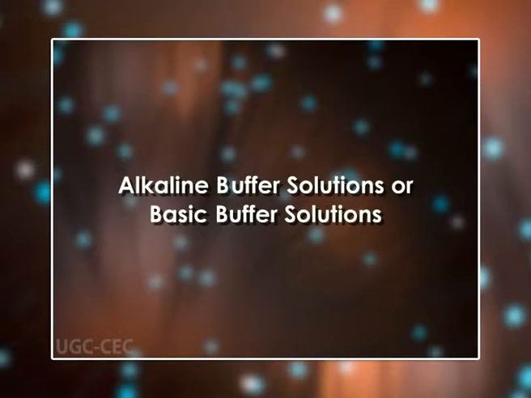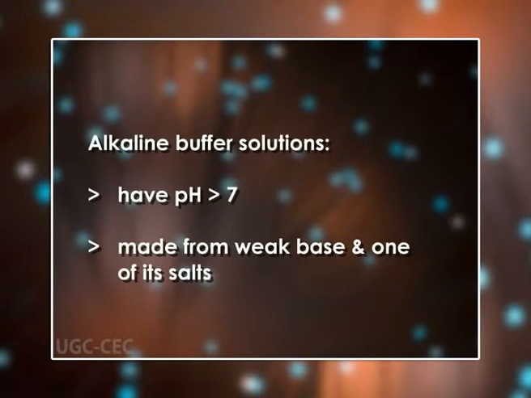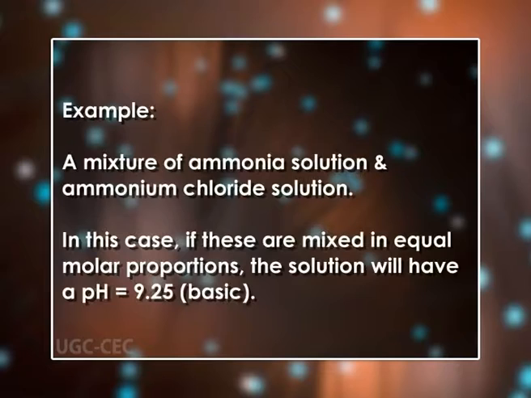Then, alkaline buffer solutions. An alkaline buffer solution has a pH greater than 7. Alkaline buffer solutions are commonly made from a weak base and one of its salts. A frequently used example is a mixture of ammonia solution and ammonium chloride solution. If these are mixed in equal molar proportions, the solution will have a pH of 9.25, that is basic pH.